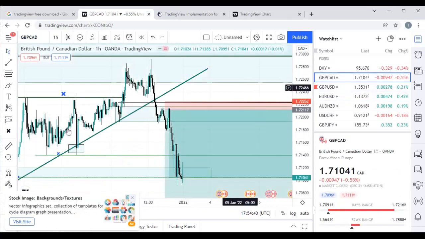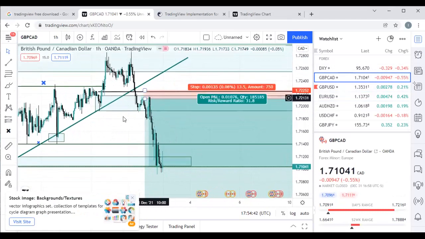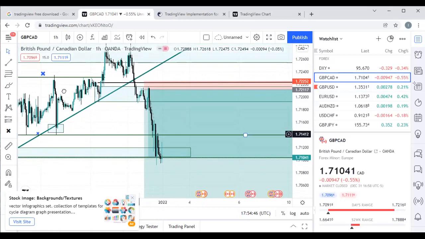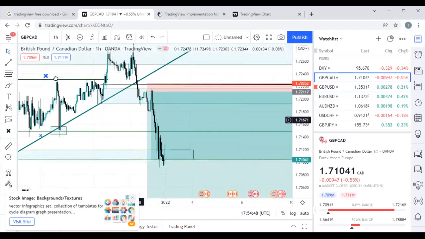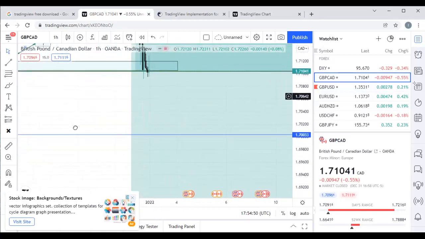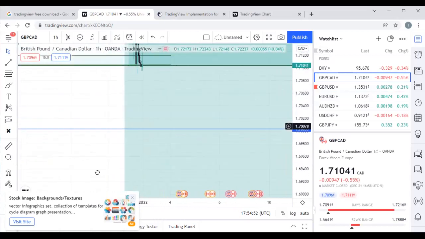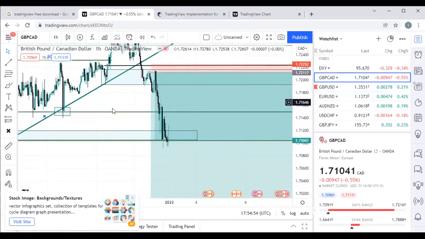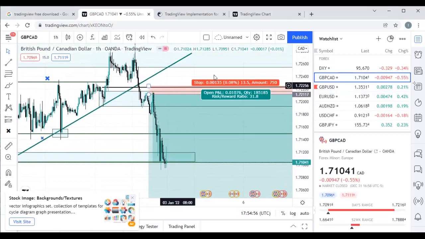GBPCAD, right? So GBPCAD, I took around this point. My stop loss was below here, so this was where I took GBPCAD, and I'm still holding the trade. My TP is still a little bit far, right? It's a position trade, so I'm still holding it.